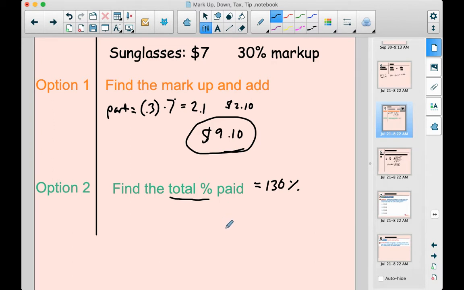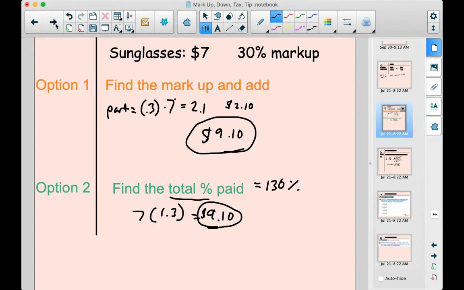Okay, well, that means I can do this in one step by just finding 130% of my number. So as I said before, the easiest way to find a percent of a number is multiply the number, which is 7, by that percent as a decimal. 130% as a decimal is 1.3. That's moving the decimal 2 places to the left. So if you do 7 times 1.3, you can get 9.10 right off the bat. Okay, so that is the idea.